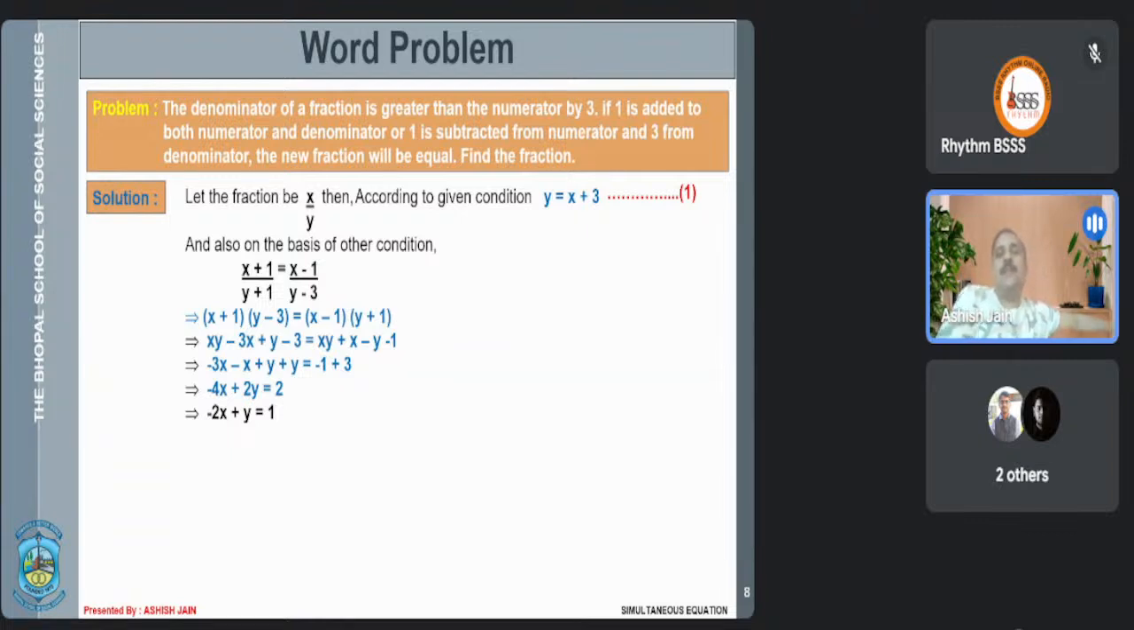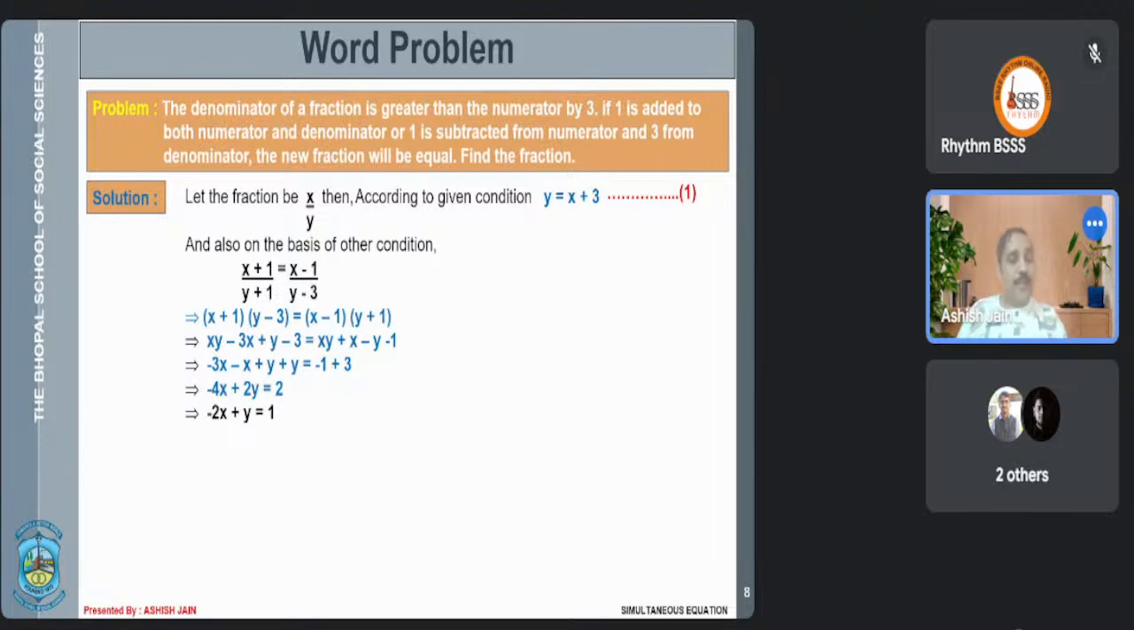It is given that the denominator of a fraction is greater than the numerator by 3. So I said my fraction is x upon y. That means my numerator is x and my denominator is y. According to the first condition, y minus x equal to 3, so y is equal to x plus 3. This is my first equation. Also, it is given that if 1 is added to both numerator and denominator, and if you subtract 1 from numerator and 3 from denominator, the answer is the same. That means you can equate them: x plus 1 upon y plus 1 is equal to x minus 1 upon y minus 3.